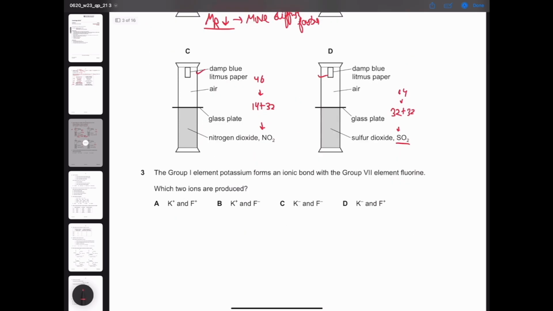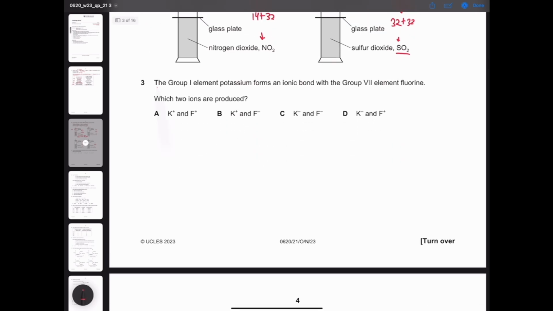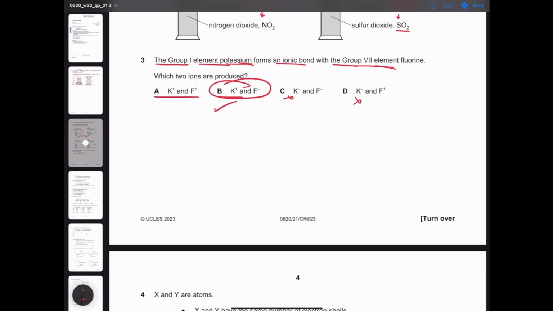Now question number 3. Group 1 element forms potassium. Potassium forms an ionic bond with group 7 elements. We know that group 1 elements are metals, they form positive charge, and since the valency is 1, it should be K positive only. So option A and B we have to figure out. C is wrong, D is wrong. Metals are not negative charge. Now halogens, we know that they form negative charge. So the option should be B. K positive, F negative.